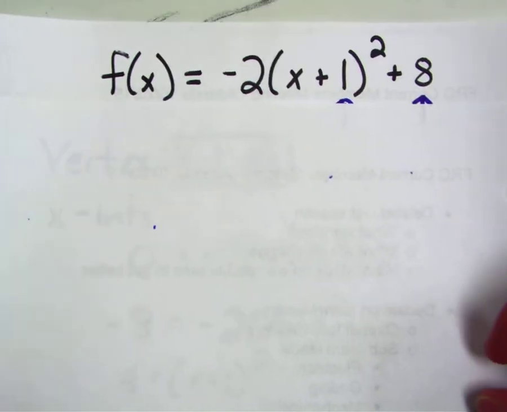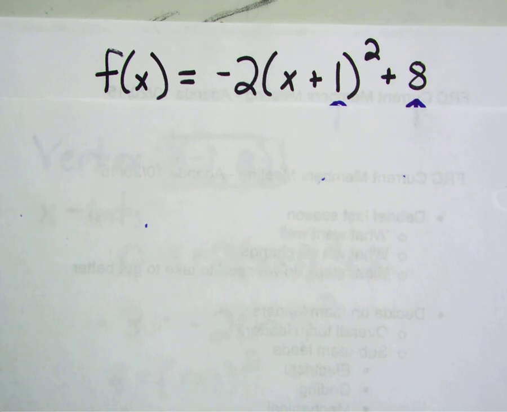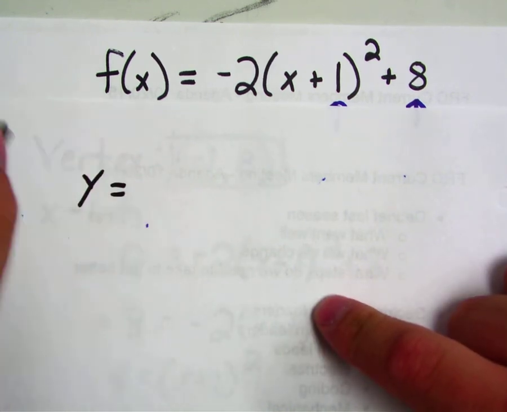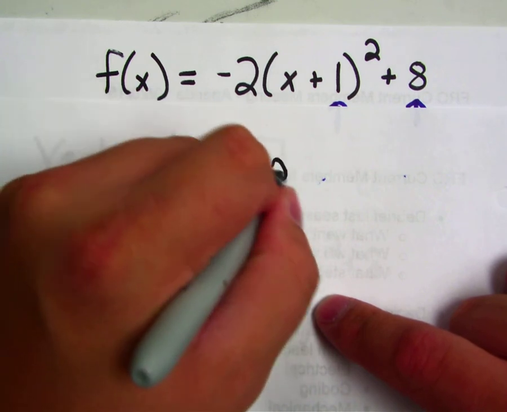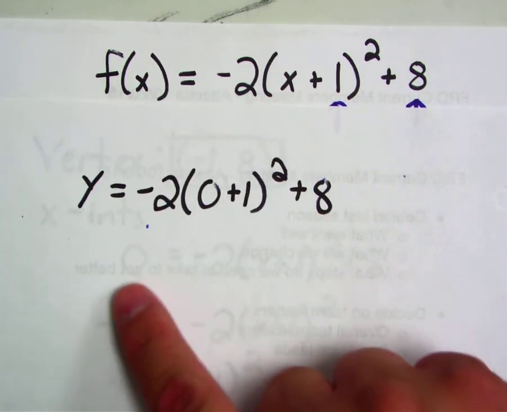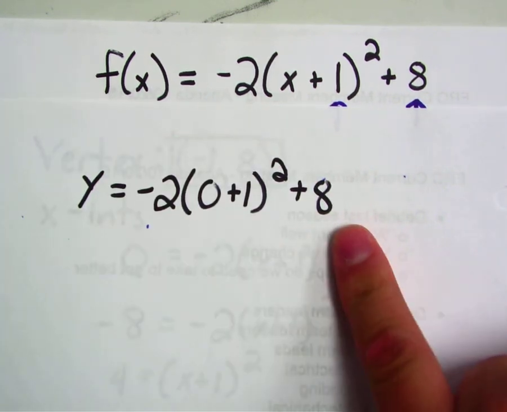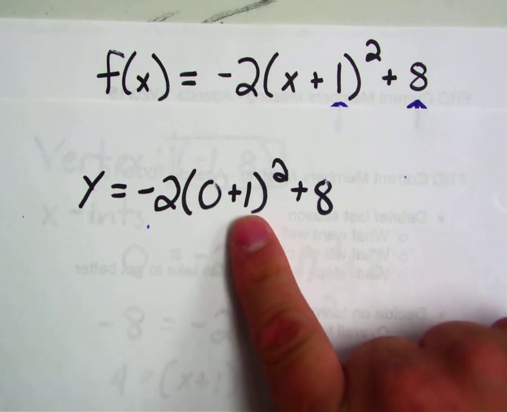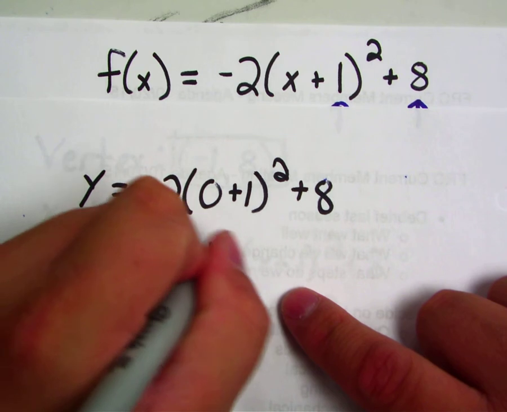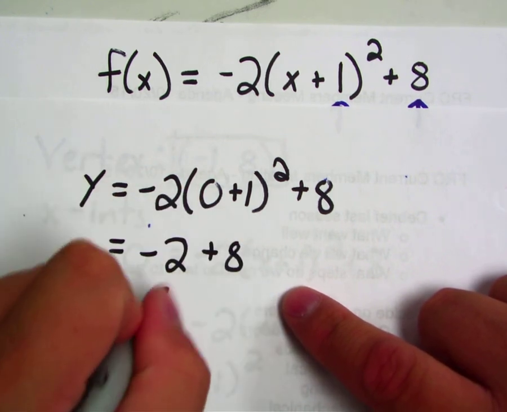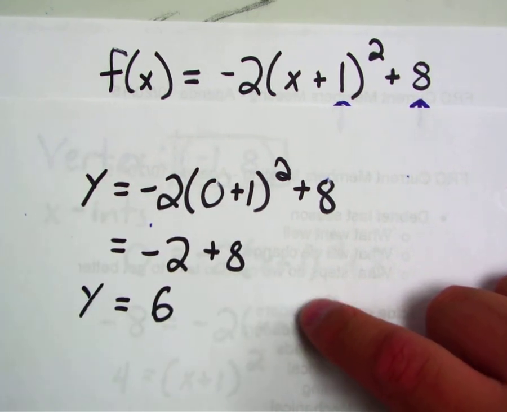So we'll go ahead and take a look at that. Keep my equation here. So if I plug in 0 for the x value now, I'm going to rewrite this as y. We already have it solved for y. All we need to do is simplify our equation. So 0 plus 1 is 1, and 1 squared is 1. So we have negative 2 plus 8, which is 6. So our y-intercept is 6.